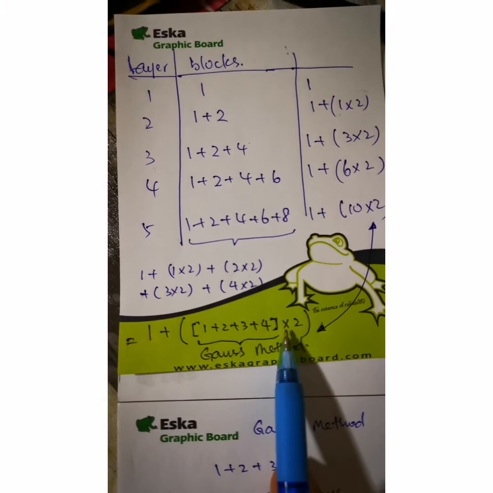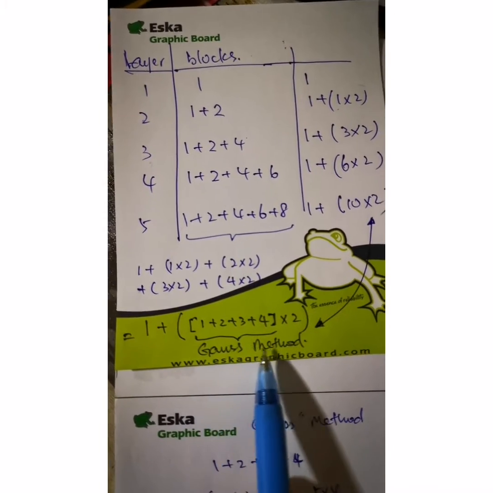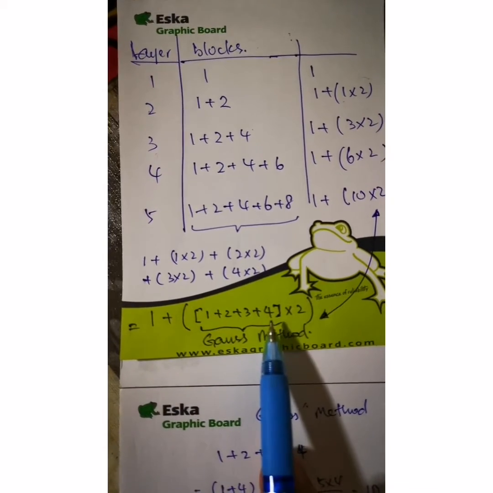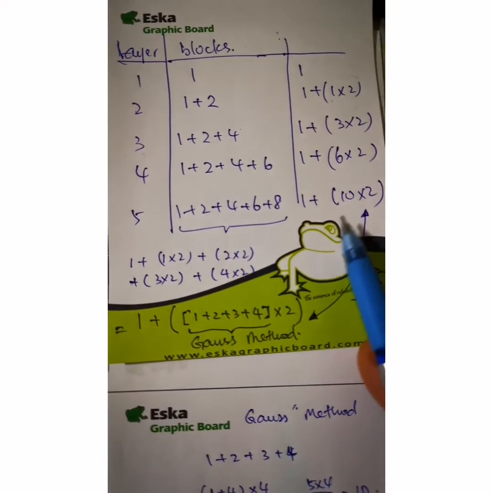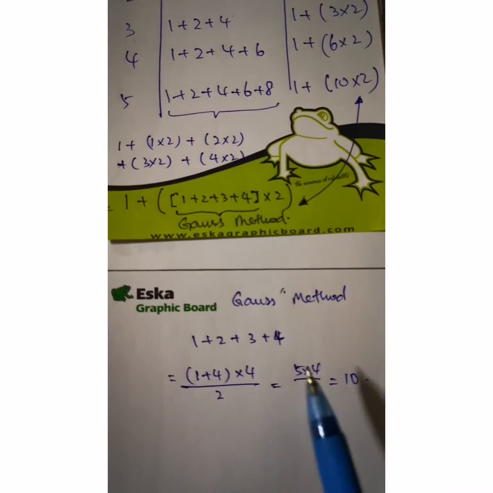Okay, so once we have this, we can use the Gauss method to solve this part. Realize that this one is equal to 10, right? So this one becomes 10 times 2. Okay, just a quick revision on the Gauss method.